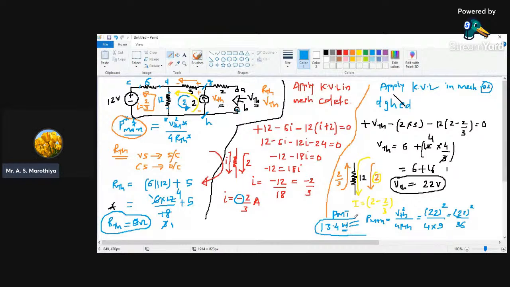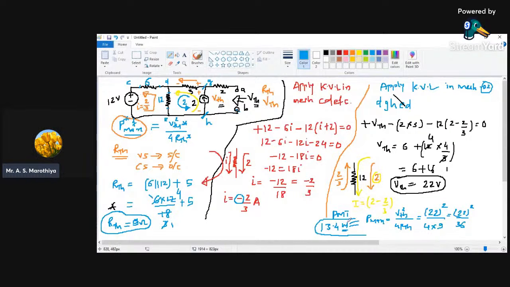So in this way we can solve numerical on maximum power transfer theorem. The thing is that it is simply the extension of Thevenin's theorem, because in order to calculate the value of P max which is delivered from source to load, we have to calculate the value of VTH, we have to calculate the value of RTH. The same thing we need to calculate when we are dealing with Thevenin's theorem. So maximum power transfer theorem is simply the extension of your Thevenin's theorem.